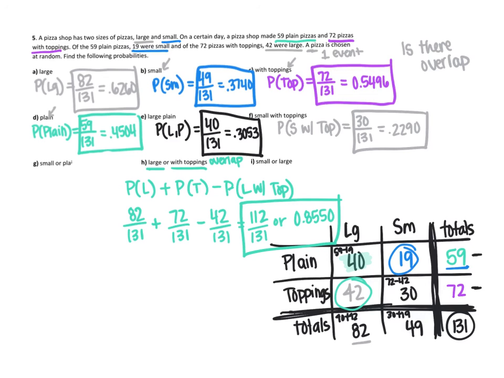So that's how we use the addition rule. We have to think about, is there overlap? If there isn't, I just add them up. If there is, I have to subtract out that overlap that I counted twice. All right, good luck.